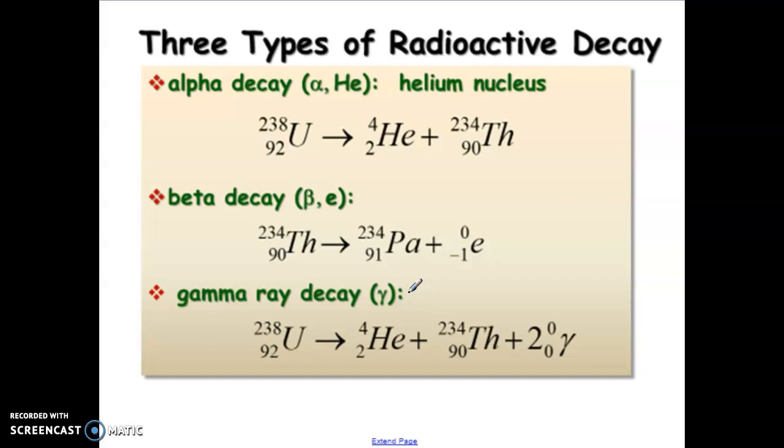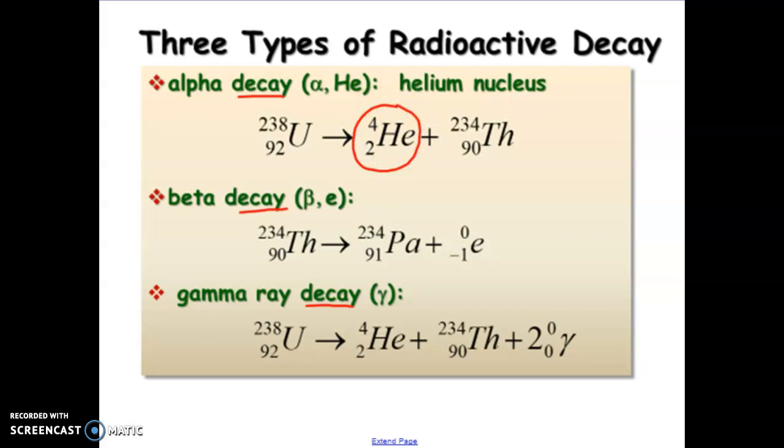So alpha decay. First of all, when we talk about decay, remember that's another way of saying radiation. So this is like alpha radiation, beta radiation, gamma ray radiation, okay? So inside the brackets here is the symbol for that radiation particle. So for example, alpha decay is this particle right here.